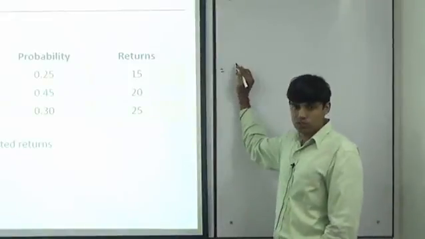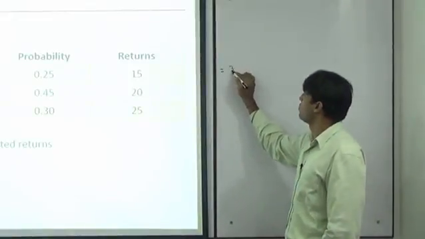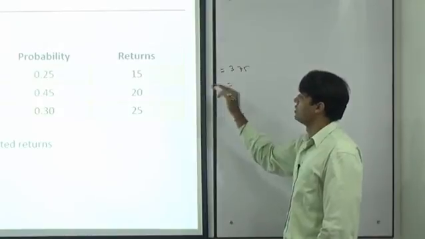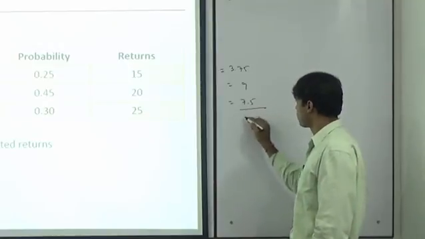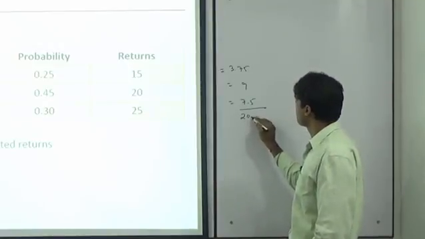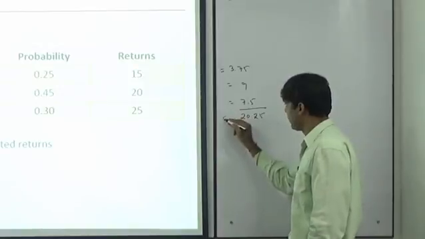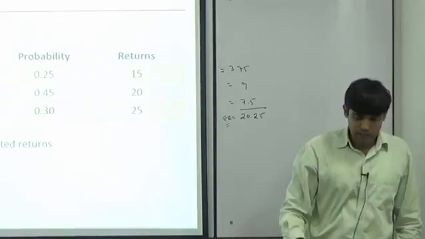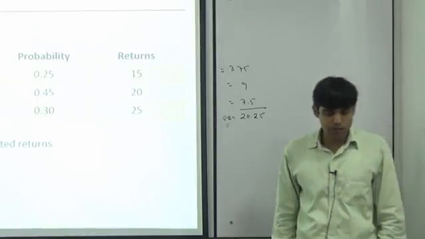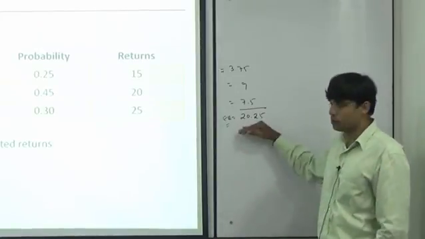So what is this answer? 3.75, 9 and 7.5, and total was I think 20.25, right? So this is the expected return considering all the scenarios, right? Now do we think that our actual return is going to be 20.25?